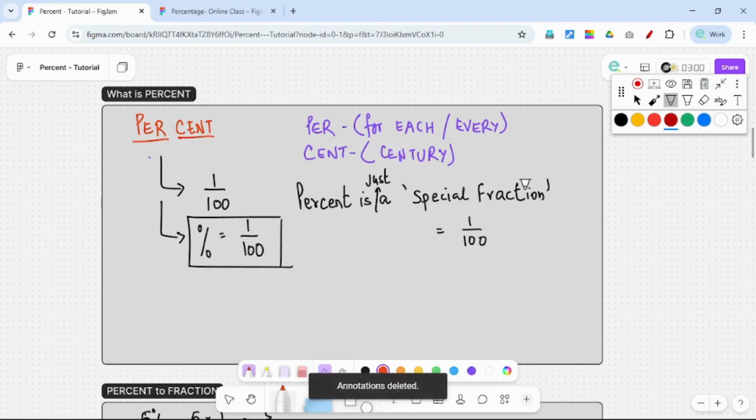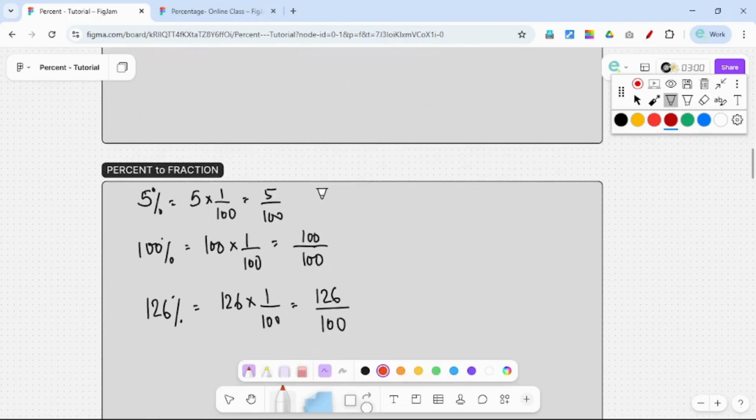Now if you convert any percentage, for example in these examples, 5%, you write 5 and this symbol percent is equal to 1 upon 100. So 5 multiplied by 1 upon 100 is 5 upon 100. So you have converted percent into a fraction form. In this example, 100%. So 100 multiplied by 1 upon 100 is 100 upon 100. This is also a fraction form.